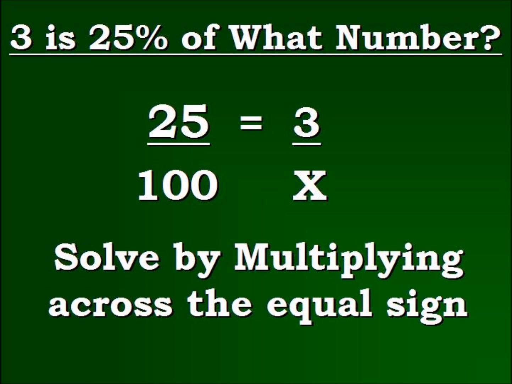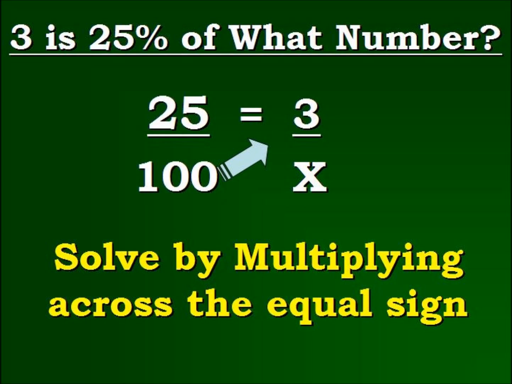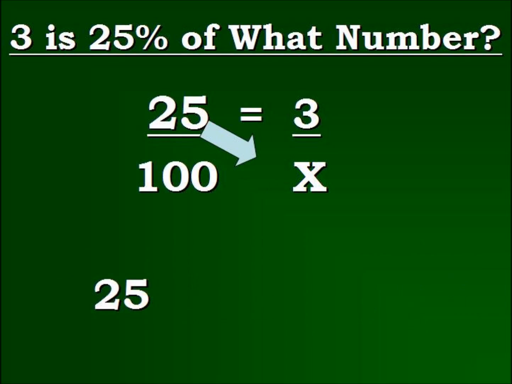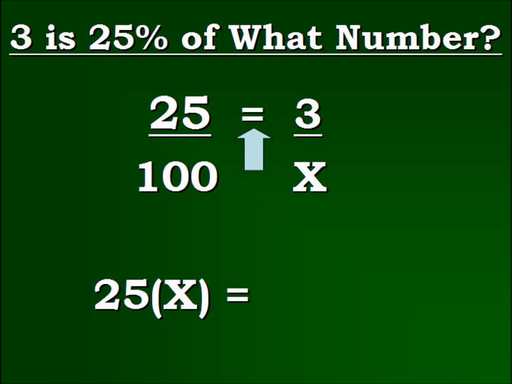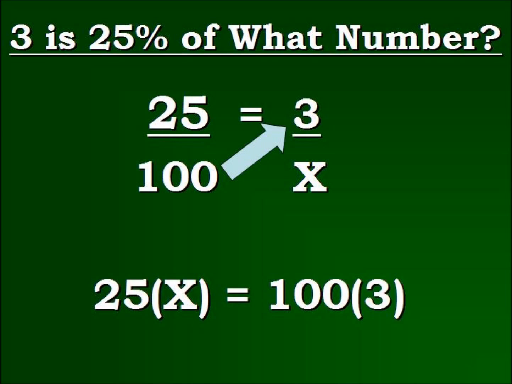The way that we're going to do that is we're going to cross multiply. We're going to start with the 100. We're going to move on to the 3 and the x to the 25. Again, 25 times x equals 100 times 3. Okie doke, so this is our new equation.